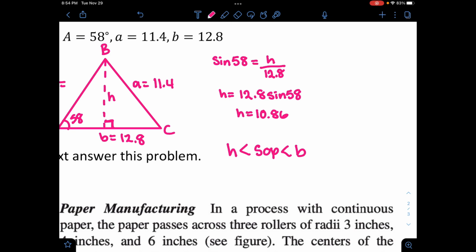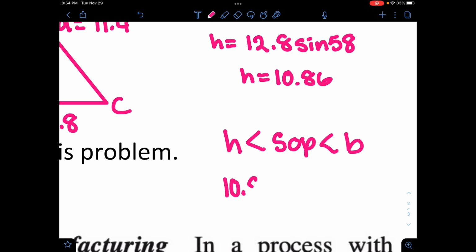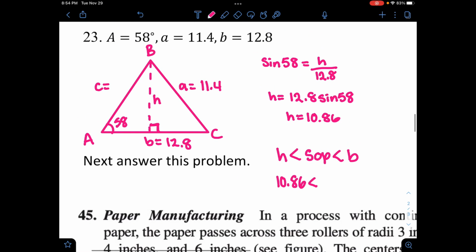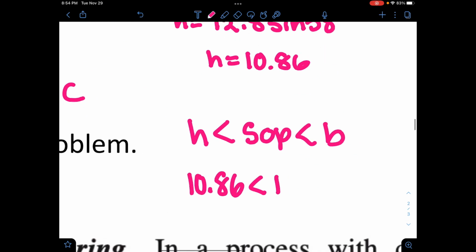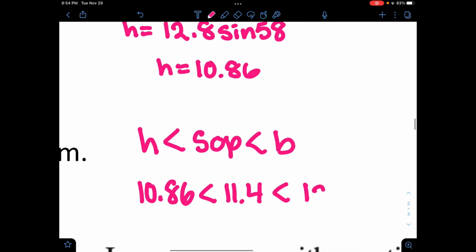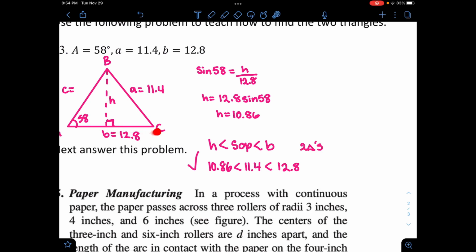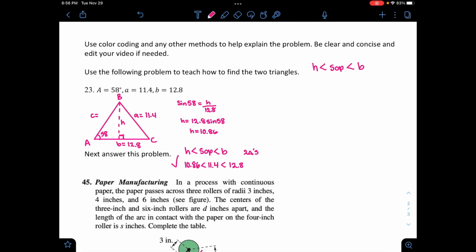So we can prove this: since we have height, which is now 10.86, that is less than our side opposite angle, which is 11.4, which is then less than our B, which is 12.8. Since this is true, we know that we have two triangles, and we can now solve for the other triangle. Okay, so now that we know we have two triangles, we are going to be solving for all the missing angles and sides that we have.